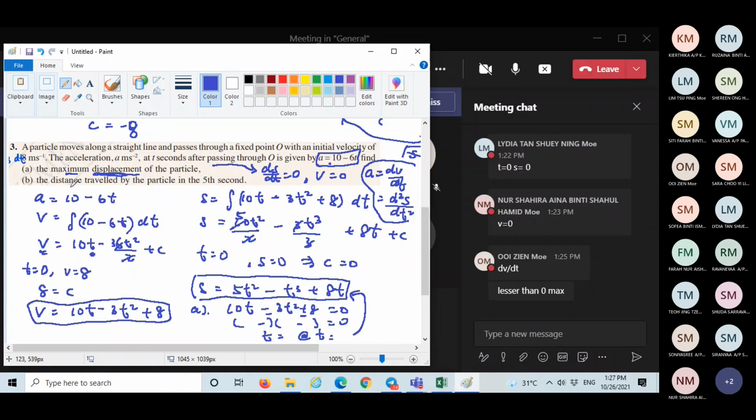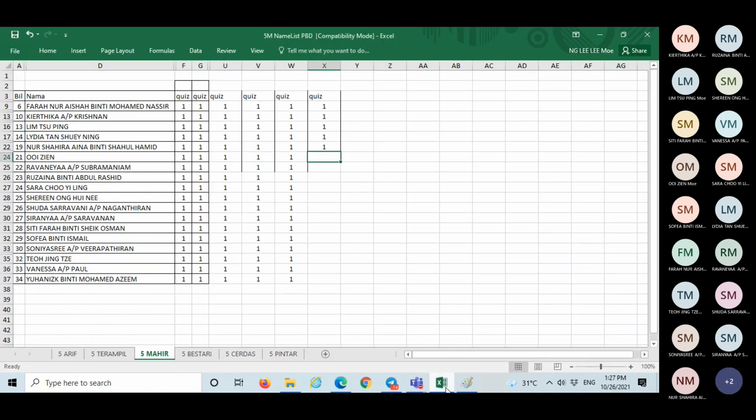Okay, part 2, part B. Find the distance traveled by the particle in the 5th second. Okay, can next girl tell me in the 5th second how to find s what minus s what, and then modulus it. Ravania.